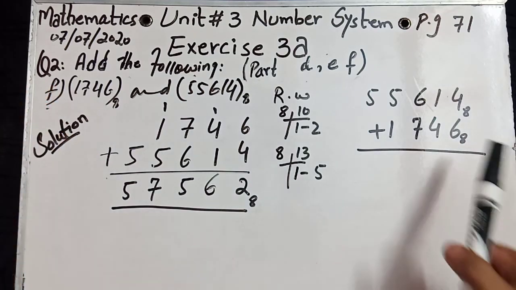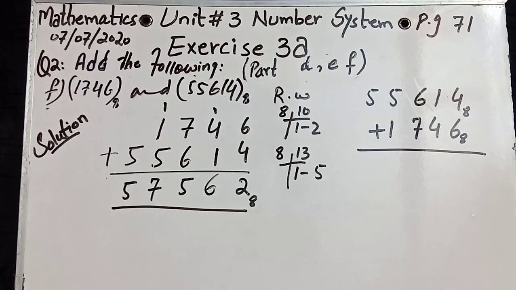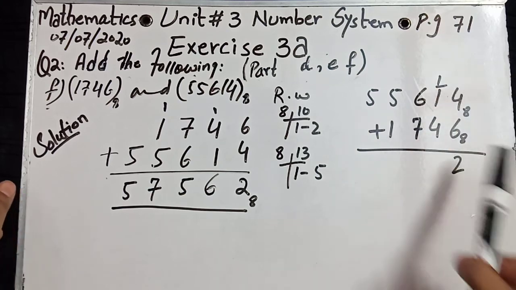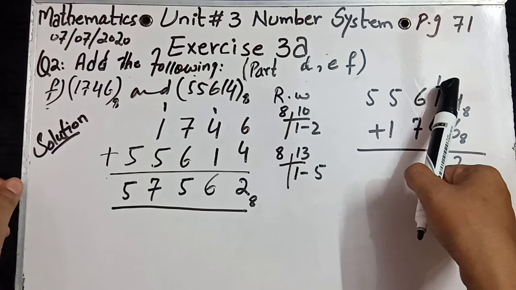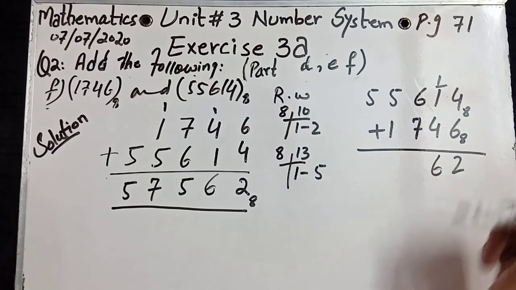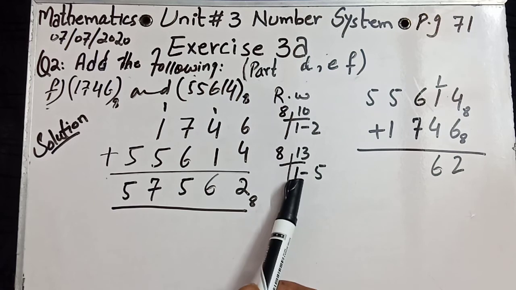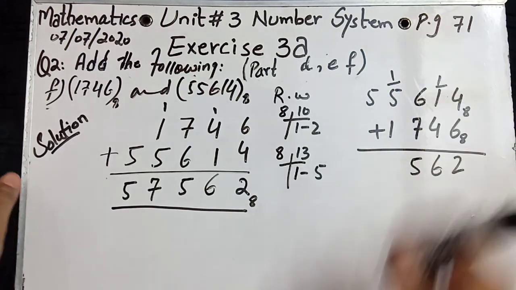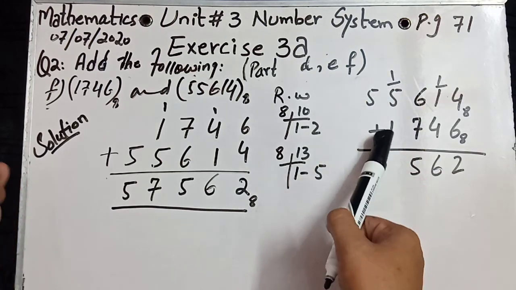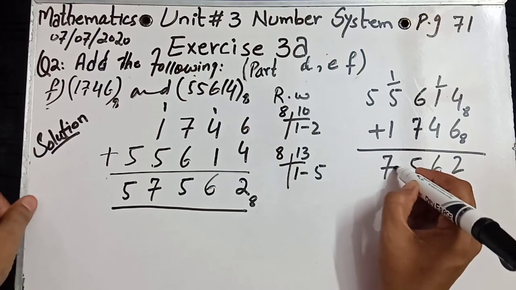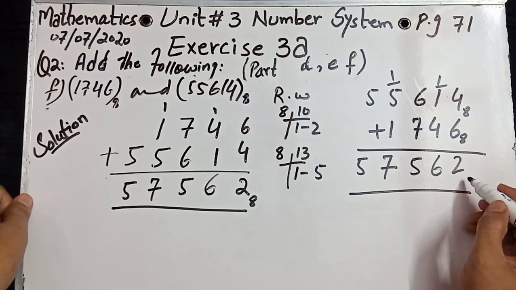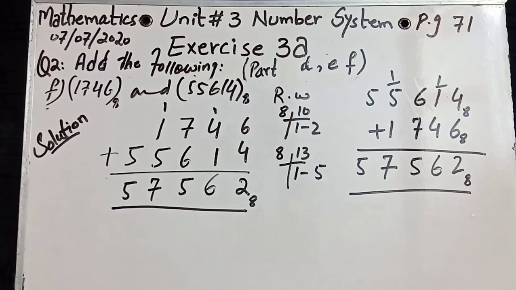Apply the same method. 6 plus 4 is 10. 10 equals 12. 2, 1 carry. 3, 4, 5, 6. 6 is less than 8, so copy it as it is. 6 plus 7 is 13. 13 equals 15. 5, 1 carry. 5 plus 1 is 6. 6 plus 1 is 7, less than 8, so copy it as it is. 5 as it is copy, it's less than 8. Now it's base 8 system. That's why we put base 8. Clear?